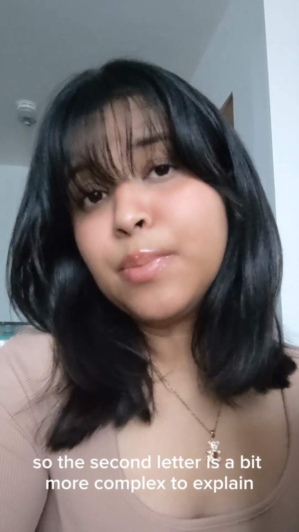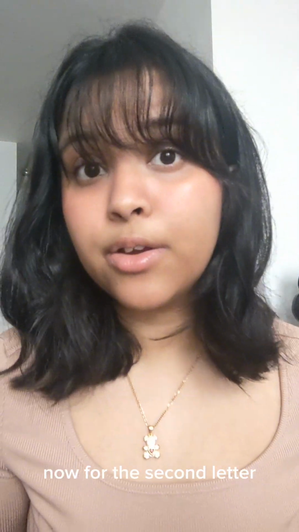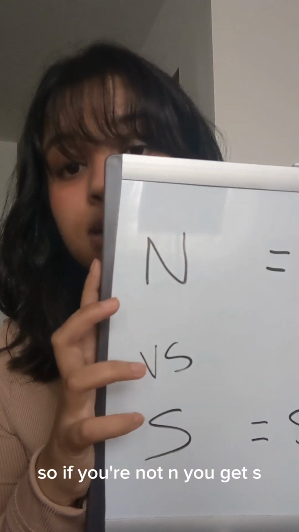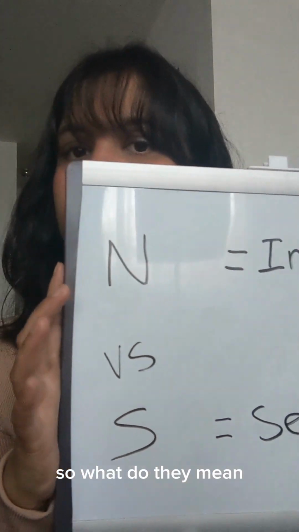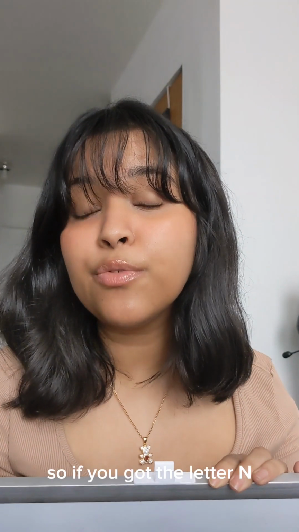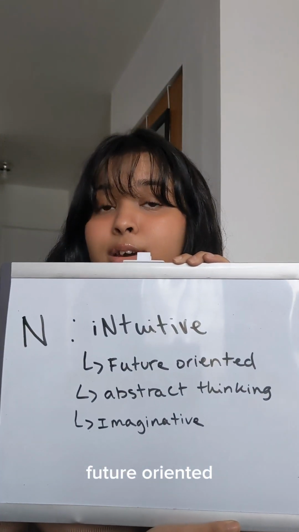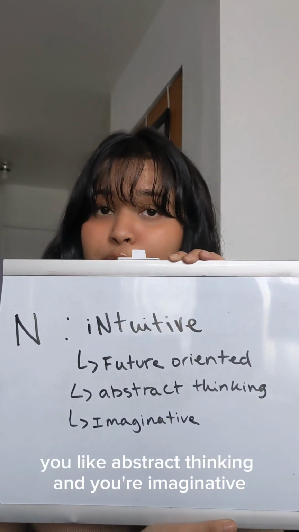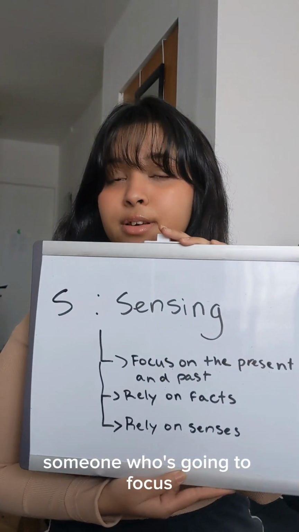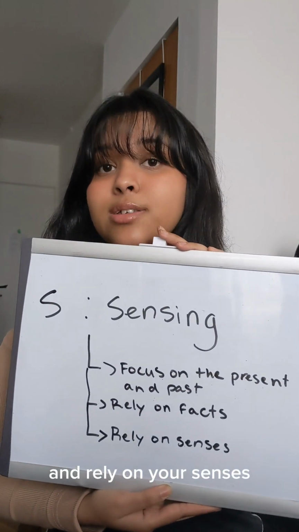The second letter is a bit more complex to explain, but I will still try my best. It can either be N versus S. If you're not N, you get S. If you're not S, you're N. So what do they mean? N is for intuitive, S is for sensing. If you got the letter N, you're most likely someone who's future-oriented, you like abstract thinking, and you're imaginative. If you got the letter S, you're most likely someone who focuses on the present and the past, relies on facts, and relies on your senses.